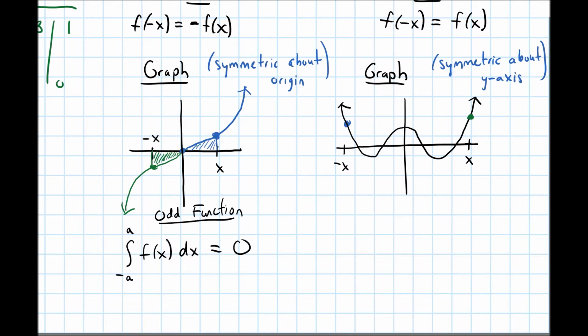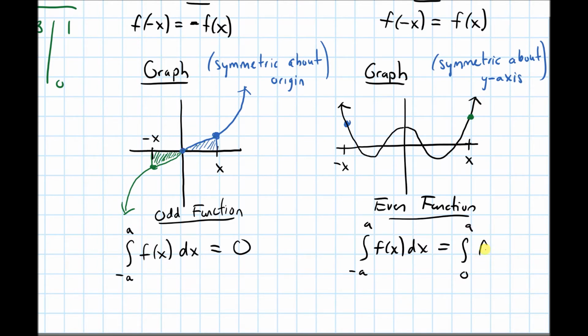Well, with an even function, when we do the same thing, if we take the integral from negative a to positive a of an even function, they don't cancel each other out. Instead, we could look at just the integral from 0 to a of our function, and we end up doubling it. We multiply by 2, because whatever the area is on the right side of the origin, we get the exact same area on the left-hand side.